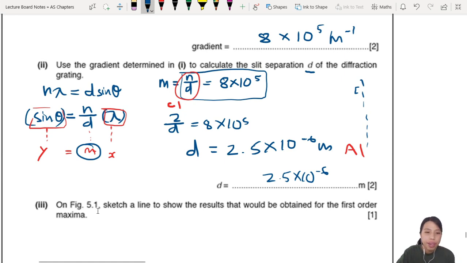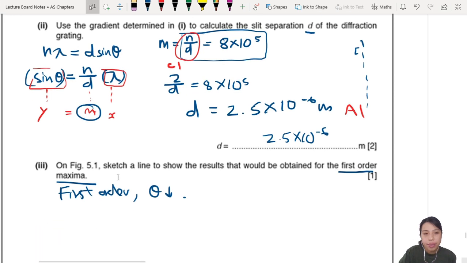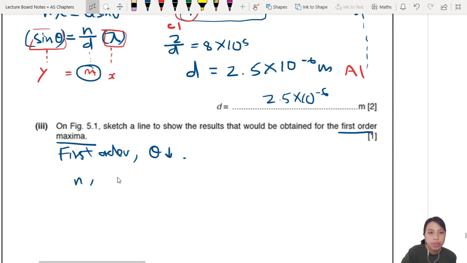Now the last one. On figure 5.1, sketch a line to show the results if you're using your first order maxima. Okay, so all this angle we measure and plot graph is for second order. If you want to use first order, your angles are probably going to be smaller. So I'll just make a note here: first order, your angle is probably smaller for every single wavelength. Okay, and if you're wondering why that is, that's because of our equation, n lambda equals d sine theta.